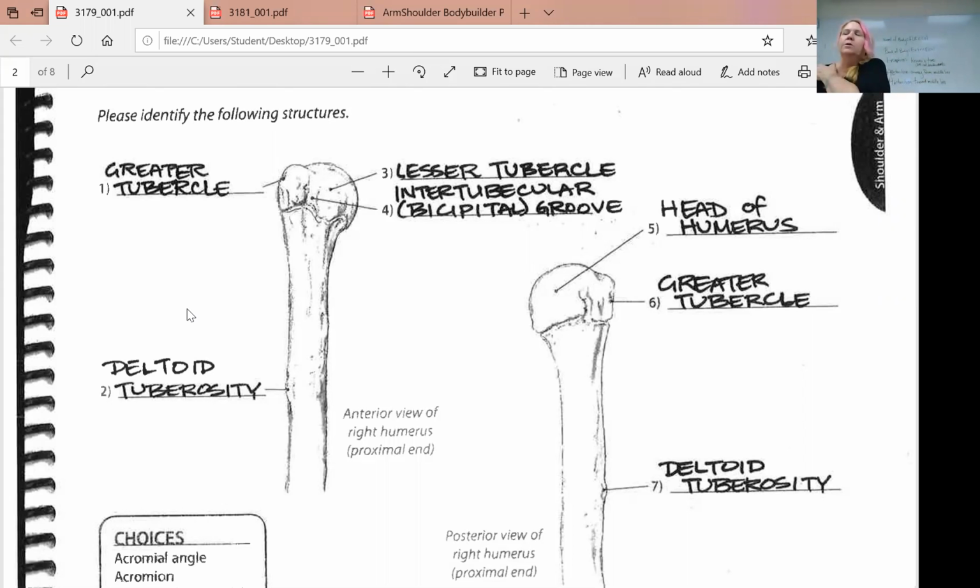So just remember, the greater is more lateral. We can actually see the greater in posterior view, but we cannot see the lesser tubercle in posterior view. And we come down to the deltoid tuberosity. And again, tuberosity bigger than a tubercle.